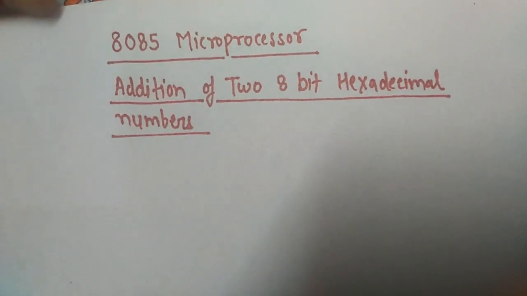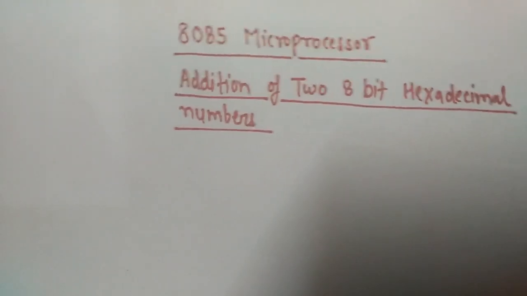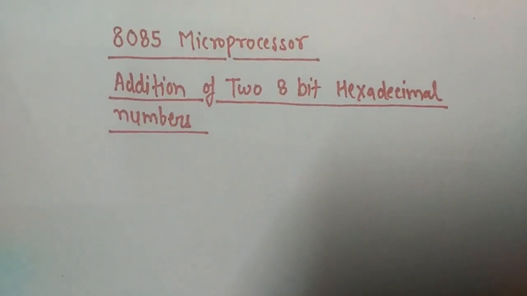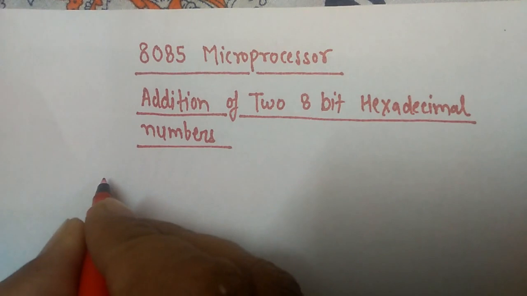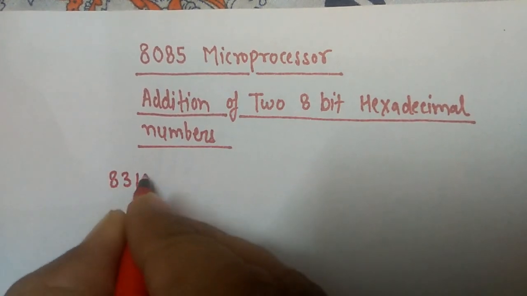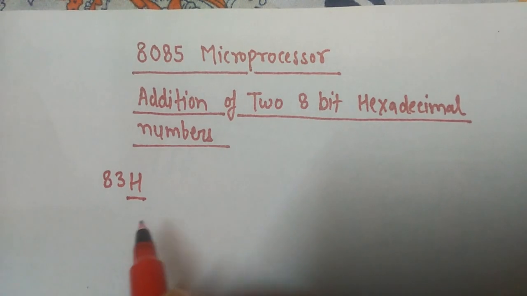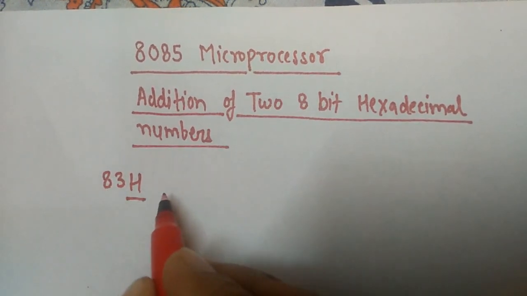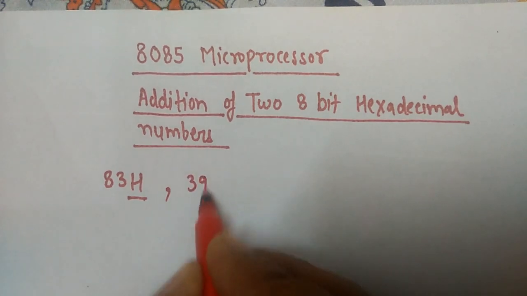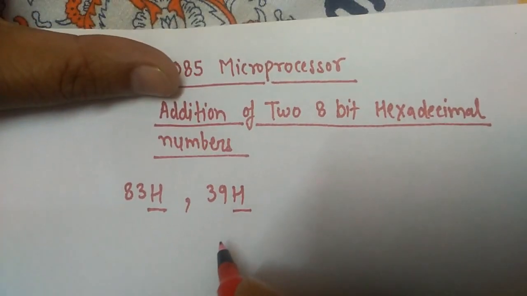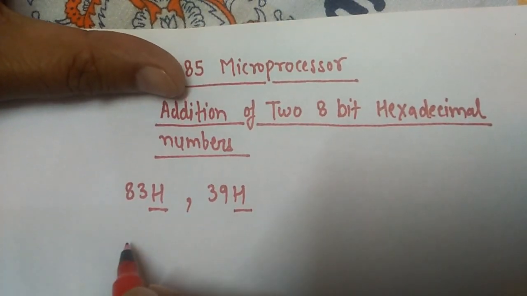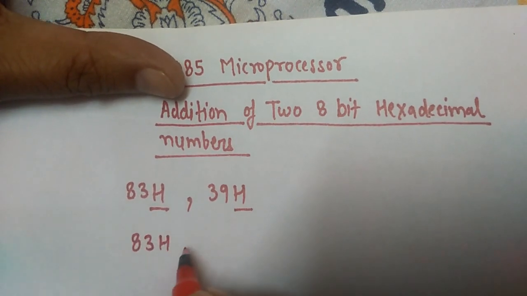First of all, in order to start a program, there are various methods by which we can write a particular program. In writing this program, I am going to use two numbers. For example, say these numbers are 83H, where H means hexadecimal, and the second number is 39H. I have assumed these two hexadecimal numbers, and you are supposed to add only these two numbers.